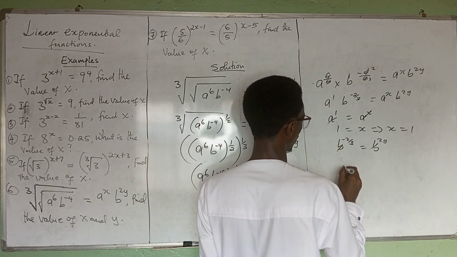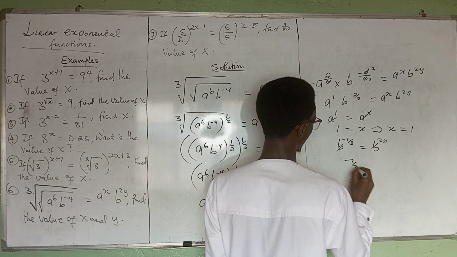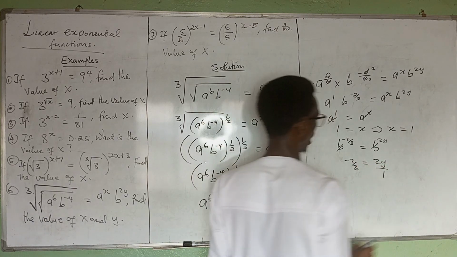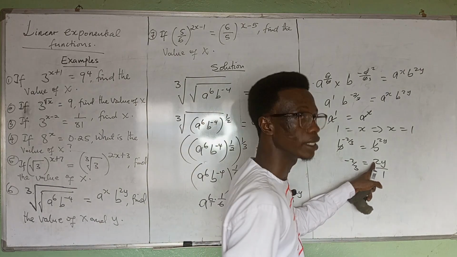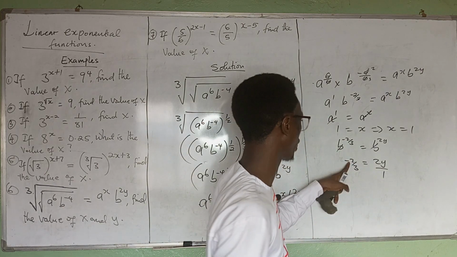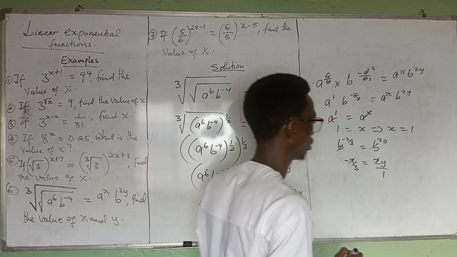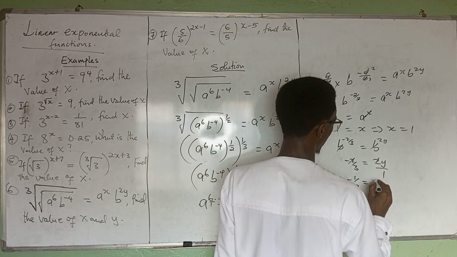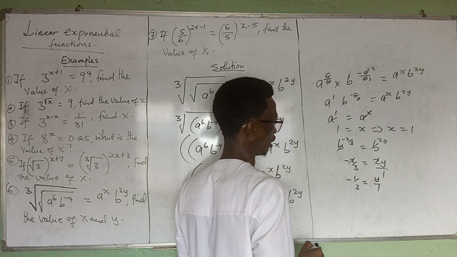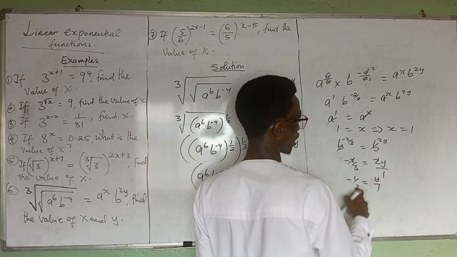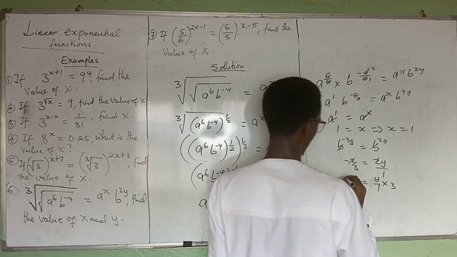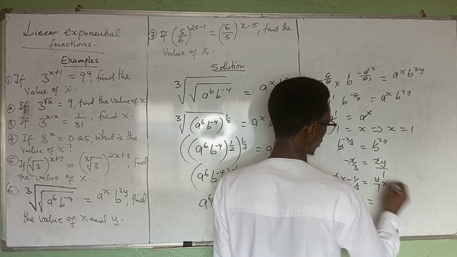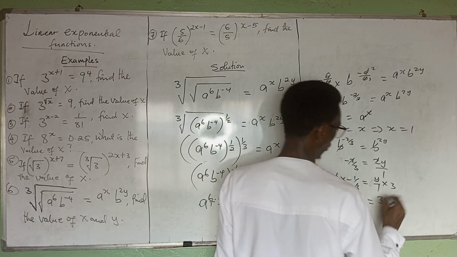This and this cancel, so we are left with minus 2 over 3 equals 2y. Of course, you divide this by 1, because the numerator here has 2, the numerator here as well has 2, this and this cancel. So you are left with minus 1 over 3 equals y over 1. If I want to get rid of this 3, the LCM here is 3, so I multiply both sides by 3. This and this go, so I'm left with minus 1 equals 3y.